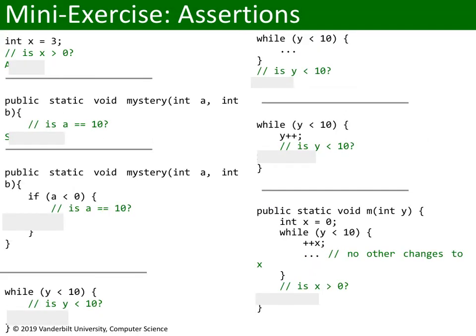Here's a mini exercise. At each of the locations in this code, give the assertion the proper value. That is either always, never, or sometimes. So see if you can ascribe the correct value to each of these assertions.